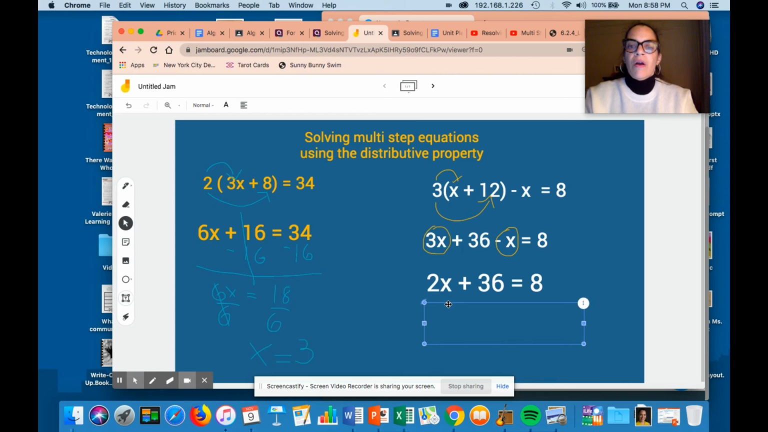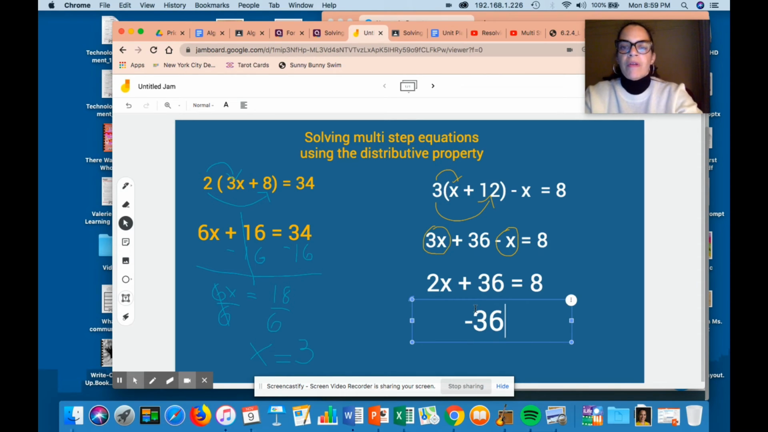Now we want to isolate the variable. So let's use the inverse of 36. We're going to use the subtraction property of equality. We're going to subtract 36 from either side. So we have a 36 there and a 36 on this side. Let me move that a little bit so it doesn't seem like they're both on the same side.